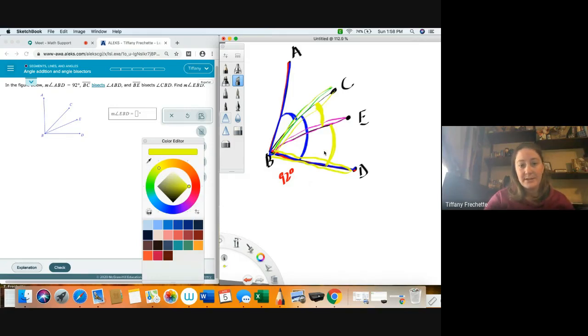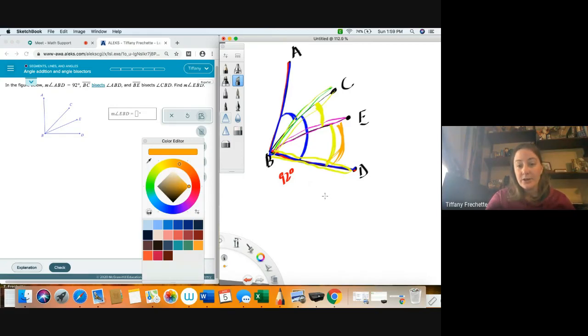So now it wants me to find angle, and let's do this one in orange, EBD. So it wants this angle here. So it wants one of these yellow pieces here. All right, so we were given only a little bit of actual measurement, but we were given a lot of information here. So we know the whole thing that was originally in red is 92 degrees. And then the whole angle is also cut in half, even though I know my diagram is very horrible.